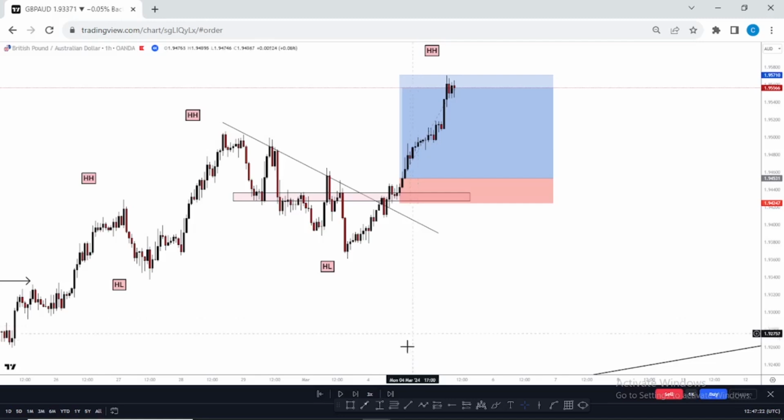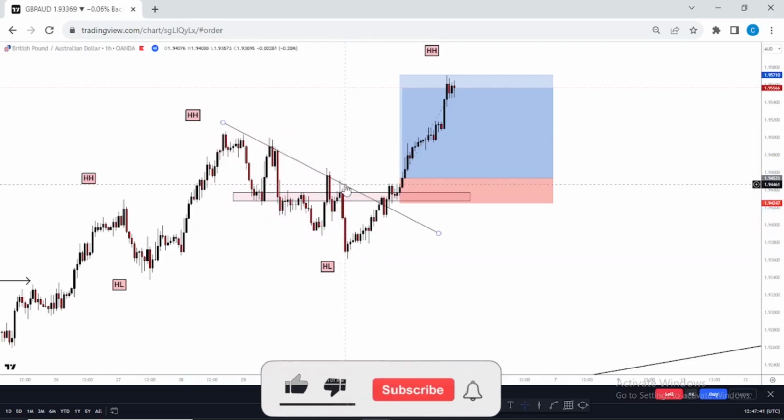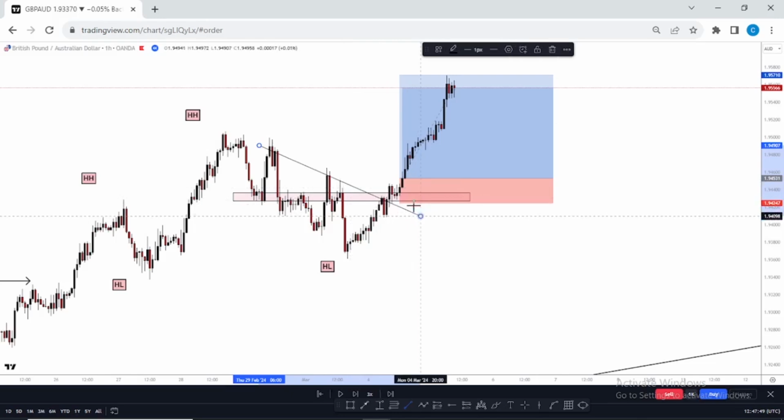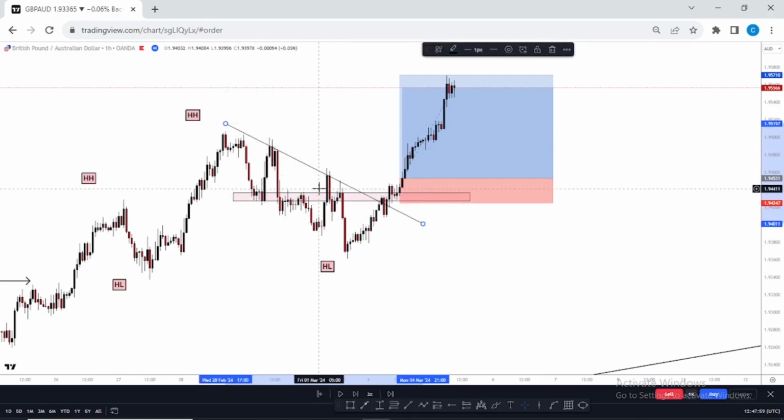Alright. So now this is our retracement, right? So this is price retracing. You get me? So after I saw price retracing, all I did was to take my trend line and connect from point A through to point B, right? All I did was to connect our structures using a trend line. So this is point A, this is point B.